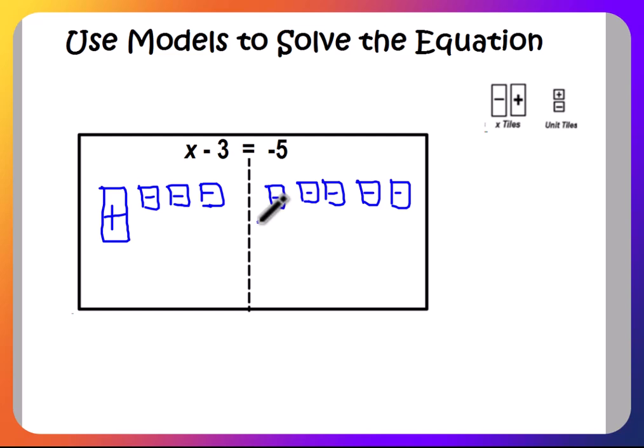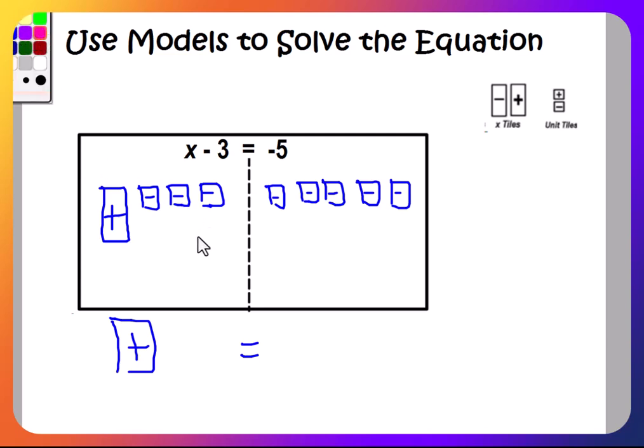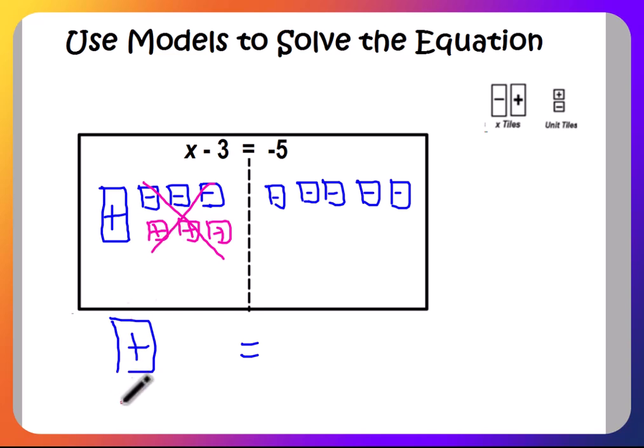So we need to isolate the x. Here's our x over here. We want it to be by itself. So we want to end up with just an x tile equals something. So we have to somehow remove these 3 negatives. And as we learned, you do the inverse or the opposite. So the inverse or opposite of 3 negative units would be 3 positive units. So the negatives and the positives zero out, and they leave you your x tile.